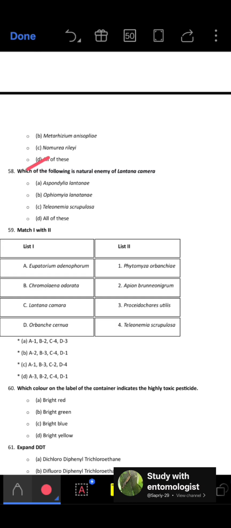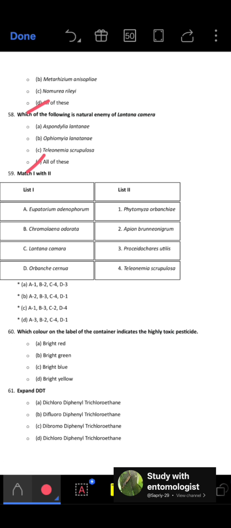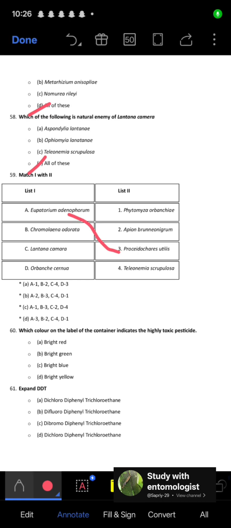Next is which of the following is a natural enemy of Lantana camara? Among these, Ectaga lantanae, Ophiomyia lantanae and Teleonemia scrupulosa all belong to the natural enemies of Lantana camara. Next again it is a match, like Eupatorium adenophorum. So match one with second. Eupatorium adenophorum, that is Procecidochares utilis. Second is Chromolaena odorata, its natural enemy is Apion. Next, Lantana camara, that is Teleonemia scrupulosa, and Orobanche, Phytomyza orobanchia. So option D will be the correct one.